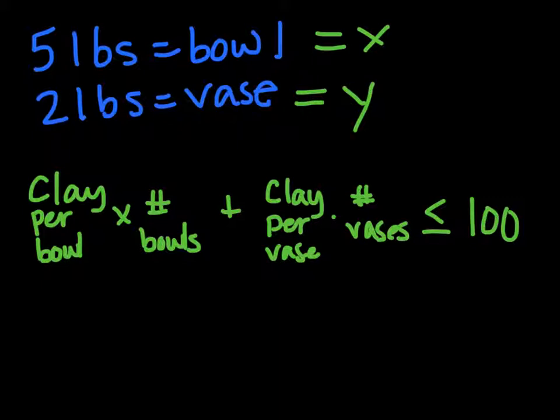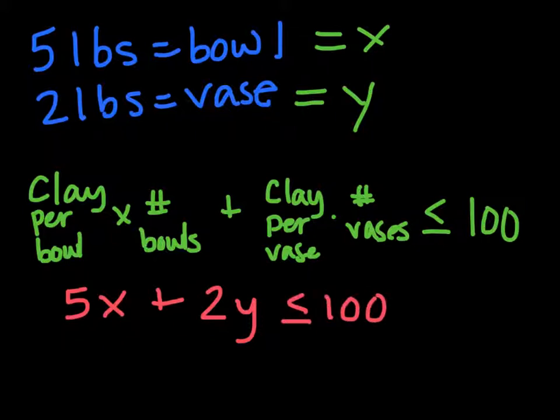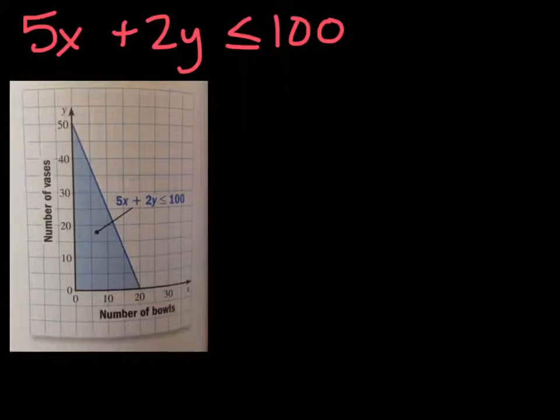So the amount of clay we need is 5 pounds, right? And x is our number of bowls. The amount of clay we need per vase is 2 pounds, and y represents our number of vases. That's going to be less than or equal to 100 pounds. All right, we've got our inequality. Let's graph this. Let's take a look at the graph of this linear inequality.